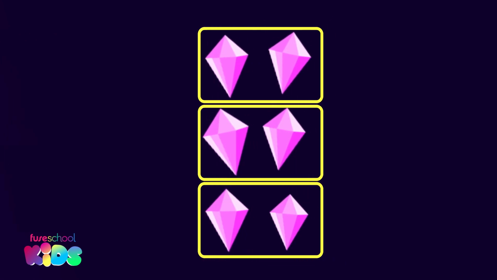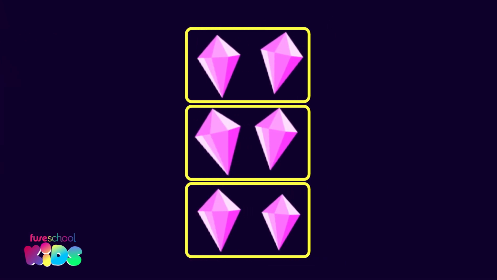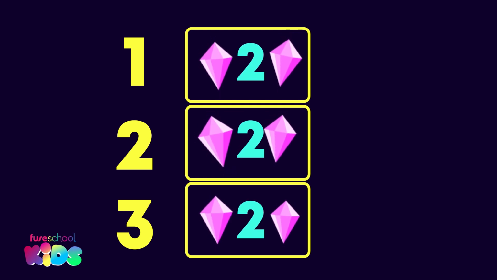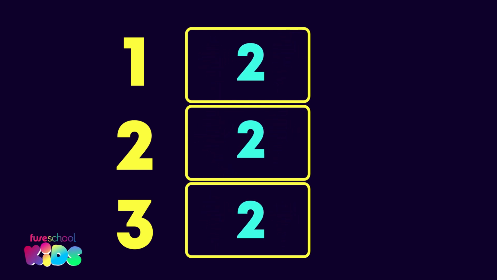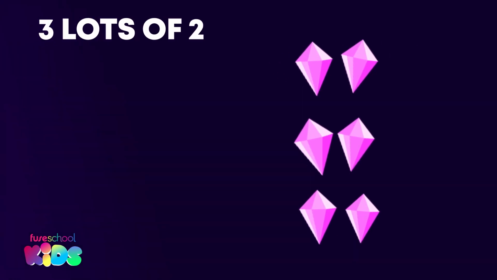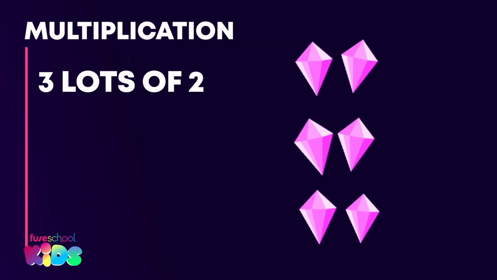How many rows are there in this array? 3 is right. And how many crystals are in each row? 2. Well done. We say there are 3 lots of 2. When we find lots of, we are doing multiplication.